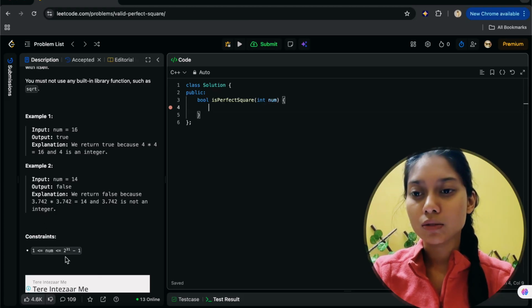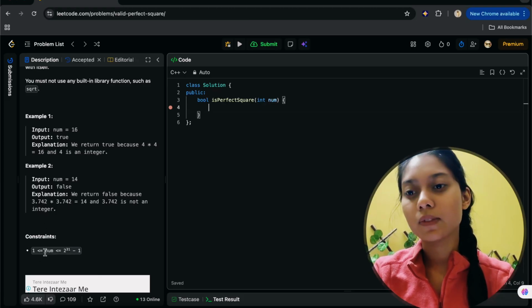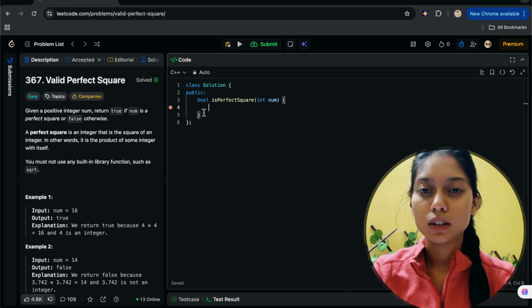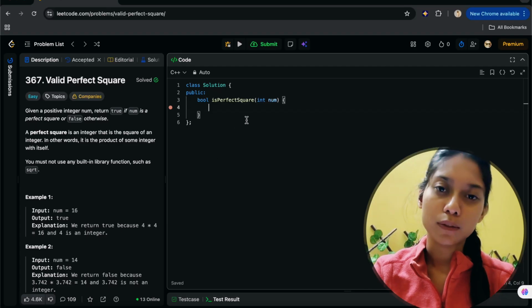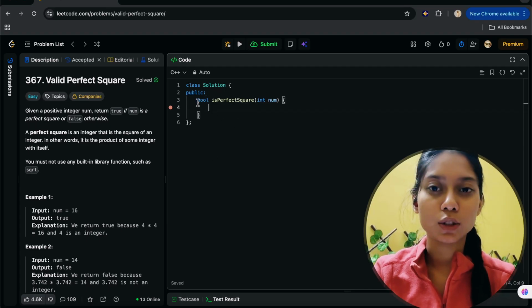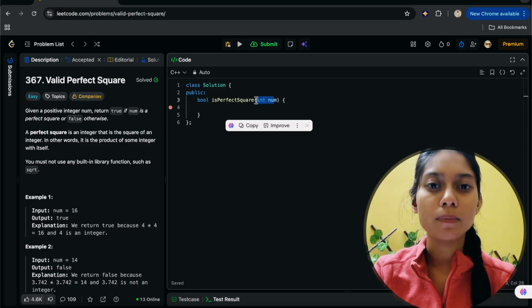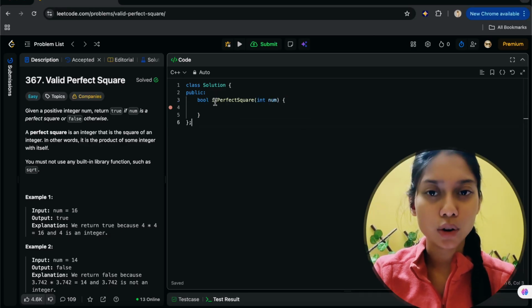Then we have the constraints of num's value, which lies between 1 and 2 raised to the power 31 minus 1. And this is our function that we have to complete, that is of Boolean return type and tells whether a particular integer num is a perfect square or not.